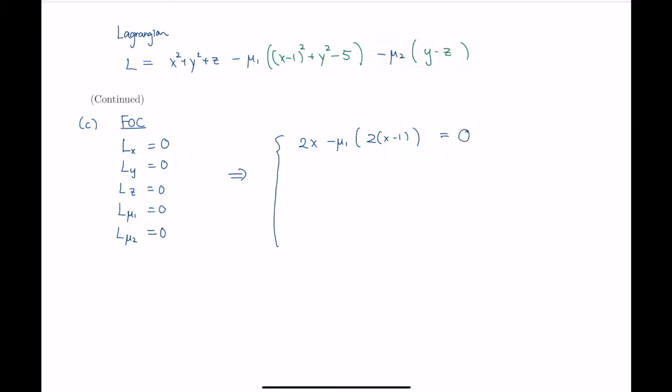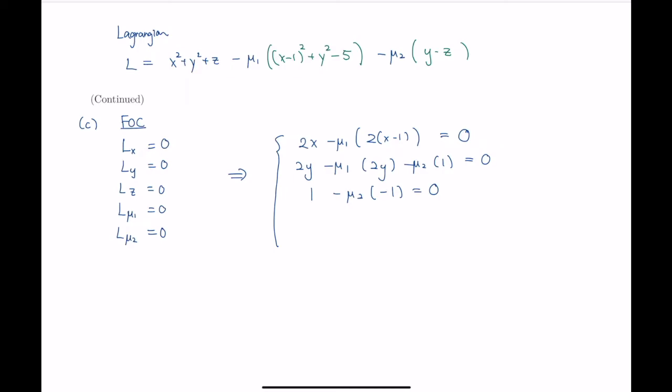And the others, let me do one more slowly, and review the next one. Differentiate with respect to y. So the middle term becomes 2y, minus mu1 times 2y, minus mu2 times 1, equals 0. The rest, I'm going to do quickly. The next one is 1, and then there is no z here, so the entire term drops out, and then minus mu2 times minus 1 equals 0.